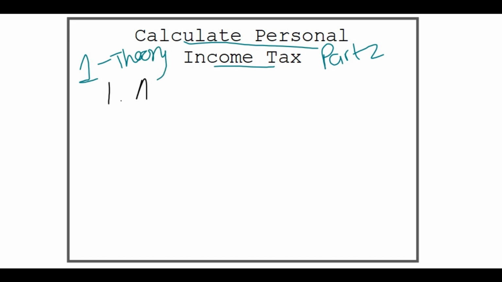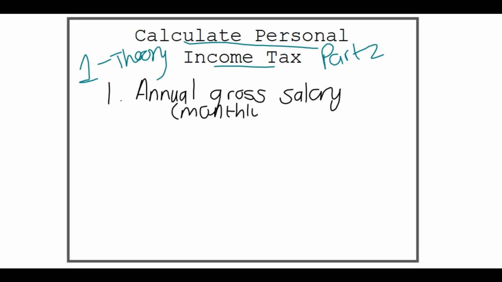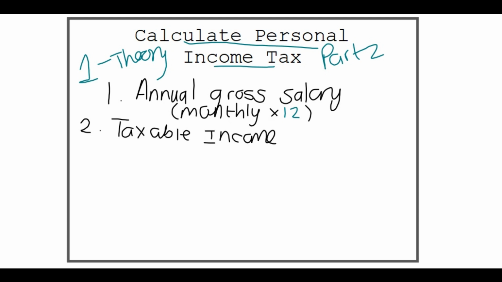Firstly, you're going to find your annual gross salary. Now, how do you find that? You say your monthly gross salary times 12. And then in your second step, you will find your taxable income. Please go watch video 1 on how we find our taxable income, but it's basically the gross salary minus the taxable deductions.